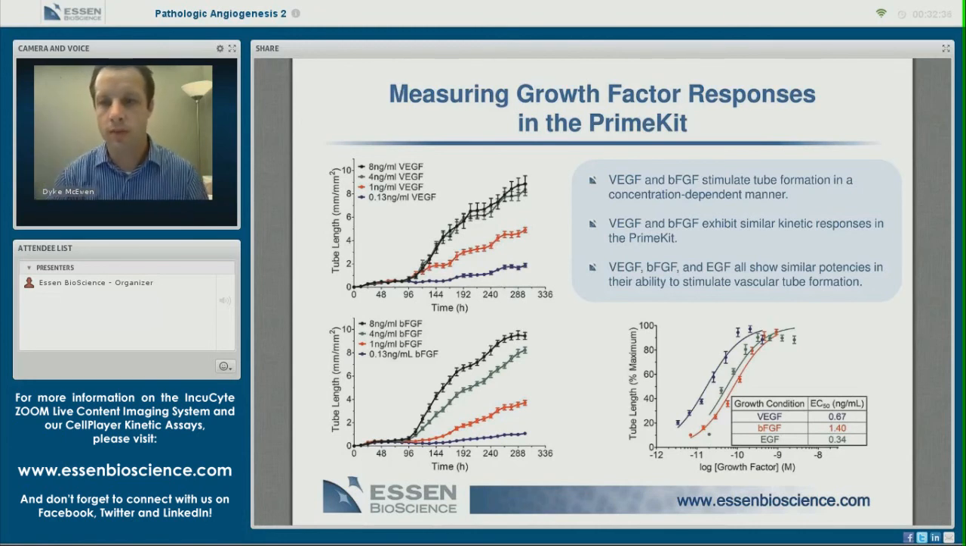When we look more in depth at the concentration response at three growth factors shown in the lower right-hand panel, VEGF, basic FGF, and EGF, you see that not only do they show similar potencies with EC50 values in the 1 to 2 nanogram per mil range, but that these data are highly reproducible, showing low standard deviation across 4 separate experiments.